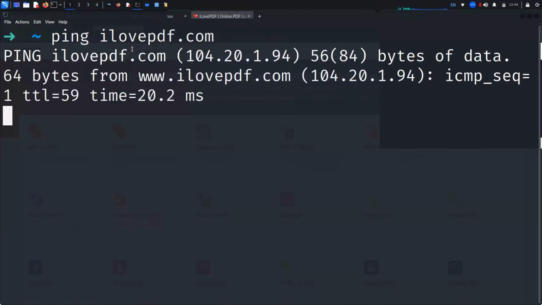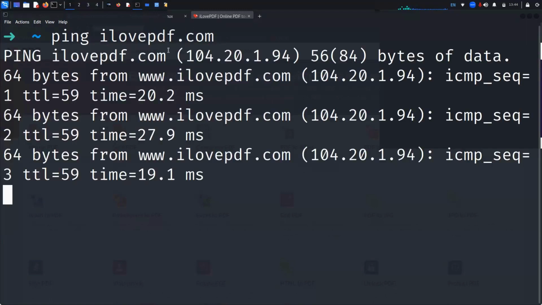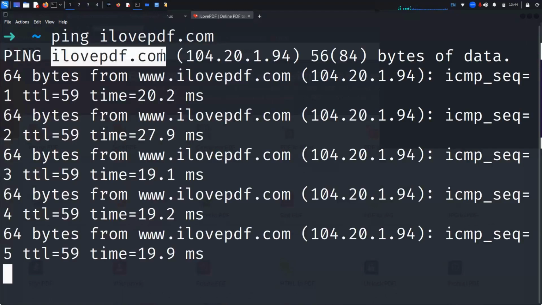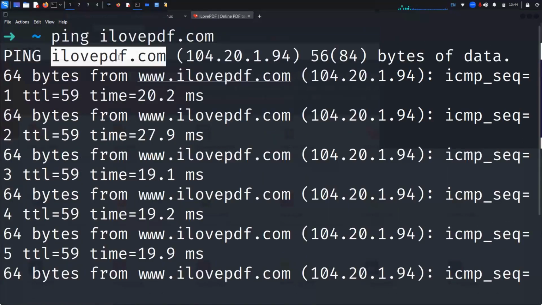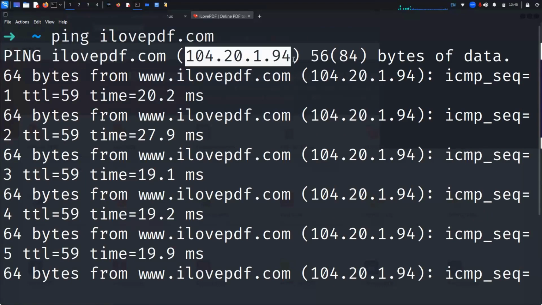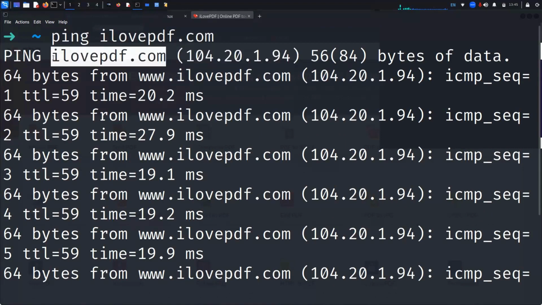So if I type in ping ilovepdf.com, see, the first thing that I see is 104.20.1.94, right? This is the IP address for this website. It's as easy as finding this out.